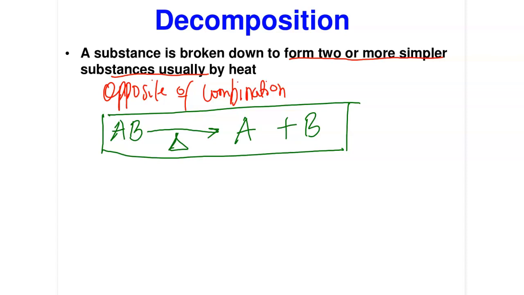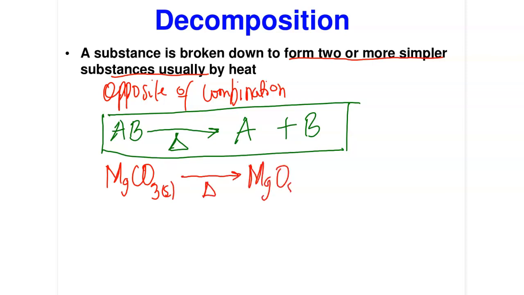You start from a big stuff, you break it down into simpler stuff. Okay, let's get some examples here. Some good examples: if I have magnesium carbonate, a solid, and I heat it up, it breaks down into magnesium oxide, a solid, plus CO2 gas. This is an example of a decomposition reaction. I started with magnesium carbonate, which is big. I broke it down into magnesium oxide and carbon dioxide.